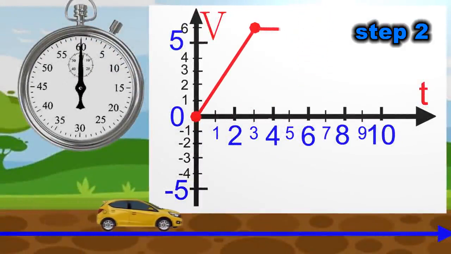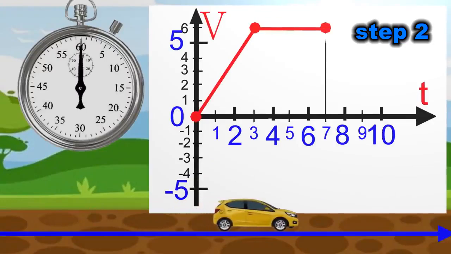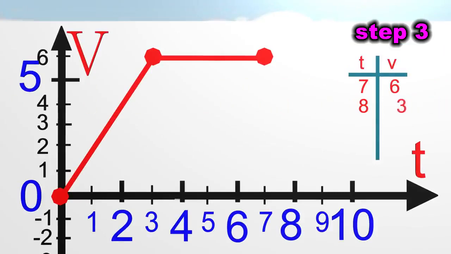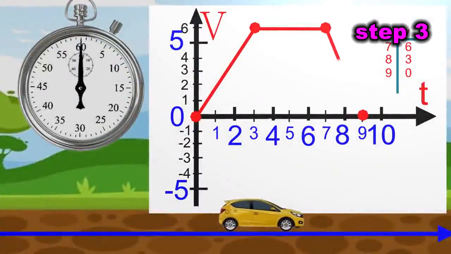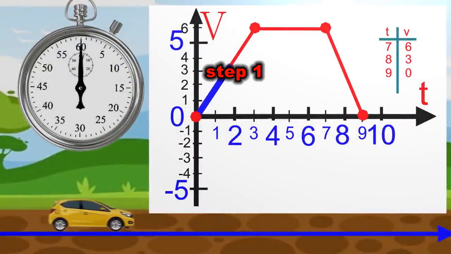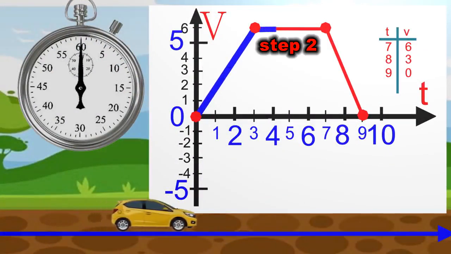Second step. The car moves at the constant velocity of 6 meters per second for 4 seconds. Third step. The car slows down with an acceleration of 3 meters per second squared, so after 1 second its velocity reaches 3 meters per second, and after 1 second its velocity becomes 0 and the car stops. Now we consider the whole movement at the same time to see the steps better.